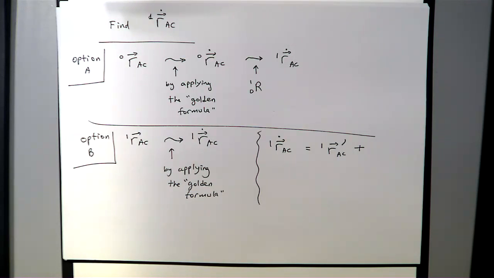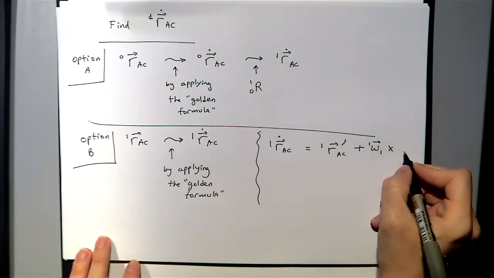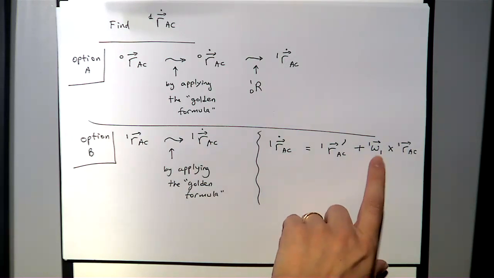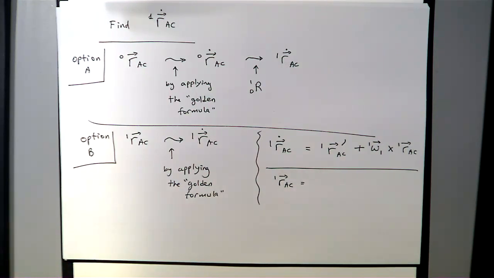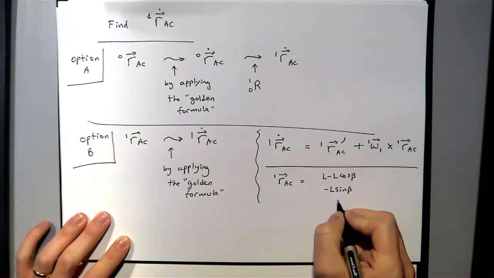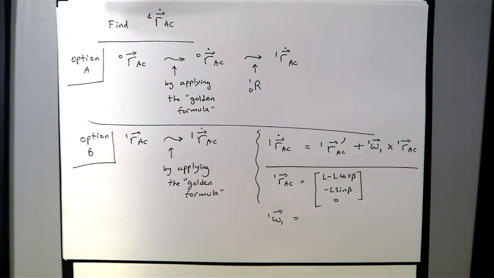Regardless of where point C is located, it doesn't matter where point C is. If we are working in frame 1 when applying the golden formula, it has to be omega 1, also in frame 1, cross with the vector itself, so RAC unchanged in frame 1. Okay, all right? Now, let me copy. RAC in frame 1 is this one: L minus L cos beta, minus L sine beta, 0. And omega 1 in frame 1, what is it? I'll go back. What is the absolute angular velocity of frame 1 expressed along the axes of frame 1?